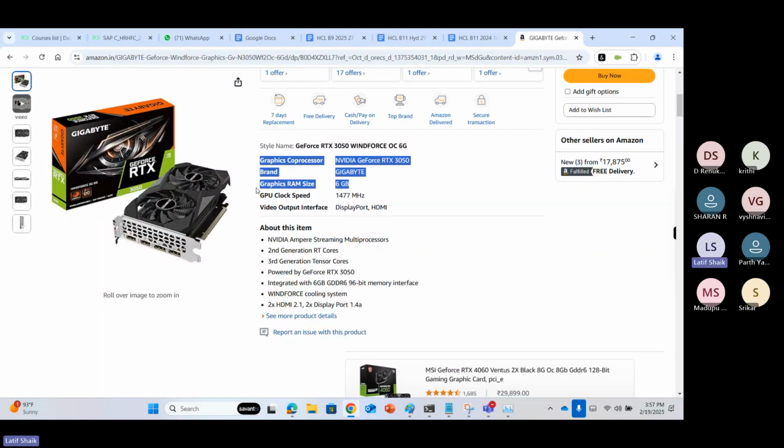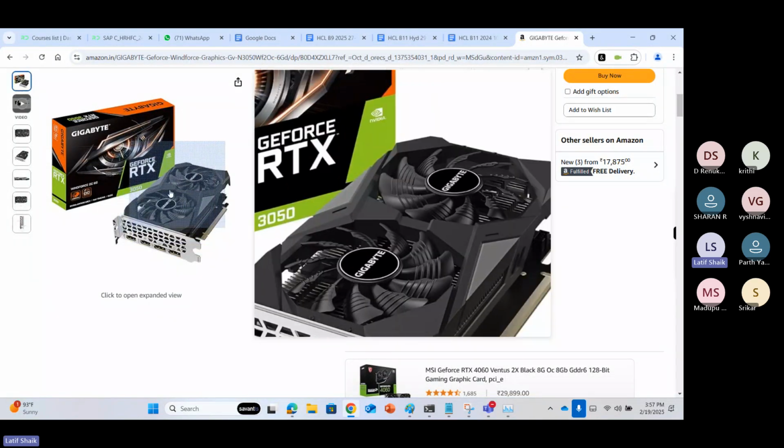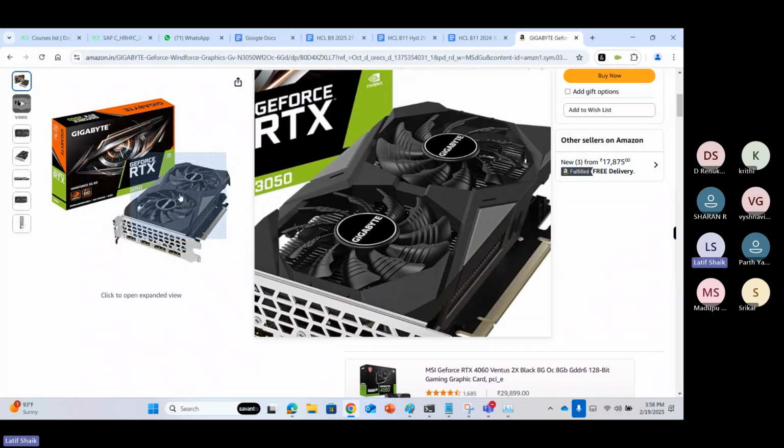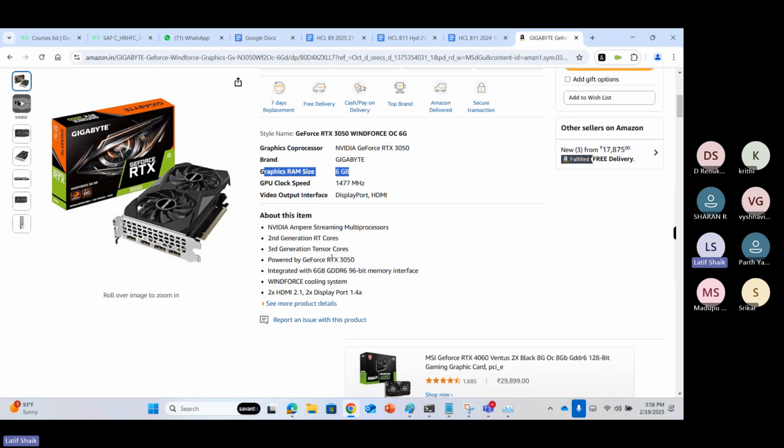See, graphic RAM size is 6 GB. GPU, graphical processor unit. Whatever is inside this graphic card is a processor only, but we don't call it a processor, we call it a GPU, graphical processing unit. For the computer it is the CPU, central processing unit. So for a graphic card, it is the GPU, graphical processor. This is a graphical processor. This is a graphical RAM. Maybe this is our video RAM itself.